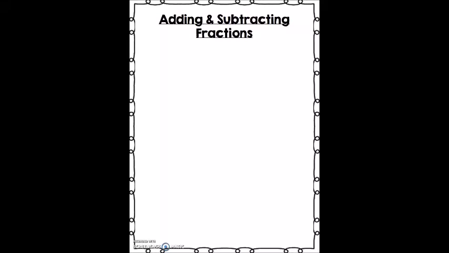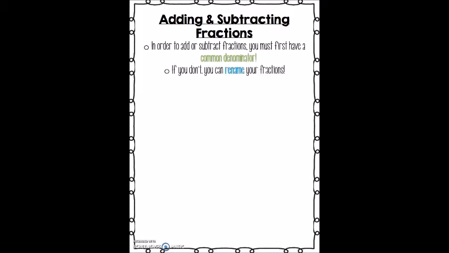Hi, fifth graders. Today we're going to talk all about adding and subtracting fractions. And remember, in order to add or subtract fractions, we first need to have a common denominator. That's because we need to be working with the same sized piece or the same unit in order to add or subtract them correctly. If we don't have a common denominator, we can rename our fractions by writing equivalent fractions.